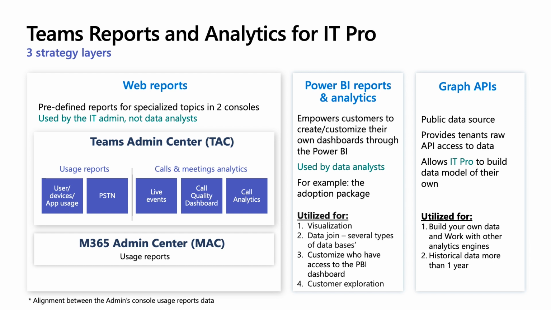The Graph API is utilized for two main purposes. One is to give the tenant raw API access to data and allow them to build data marts of their own, as well as to analyze it with other analytics engines. And two, in case needed, it provides long time series up to 1 year, which means access to historical data. A scenario example that Graph API is used for is the call record data marts, which provide usage and diagnostic information about the calls and online meetings of Microsoft Teams.